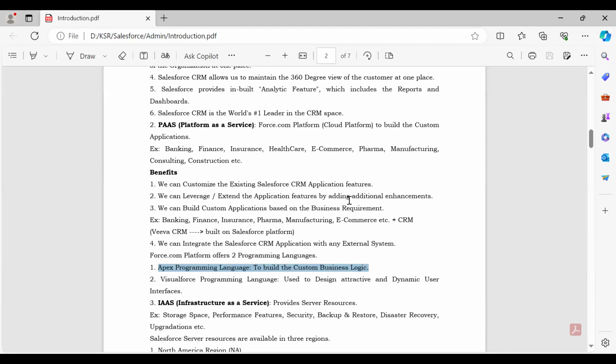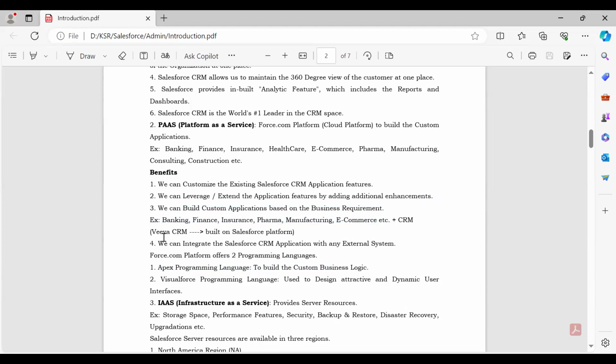Next. So what are the benefits of this force.com platform? We can customize the existing CRM application feature. We can extend the application features by adding some additional enhancements. We can build the custom applications based on the business requirement, like applications for banking, finance, insurance, pharma, manufacturing, e-commerce. Even we can build the CRM application also.